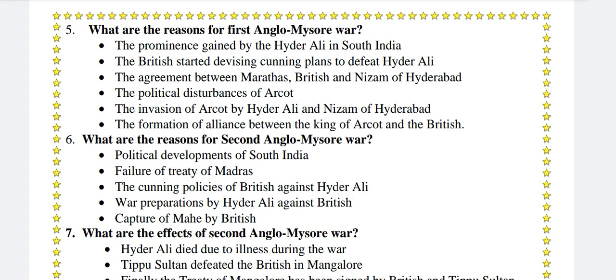What are the reasons for Second Anglo-Mysore War? Political development of South India. Failure of Treaty of Madras. The cunning policies of British against Hyder Ali. War preparations by Hyder Ali against the British. Capture of Mahe by British.